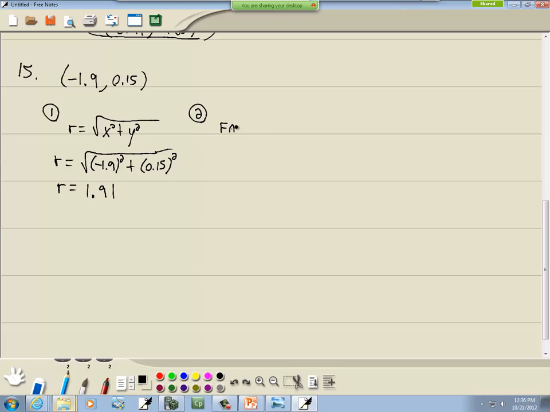Don't even need to try this. I know it's going to fail. Cosine theta is equal to x over r. If I put this over that, that's not going to give me something on the unit circle. Maybe close.